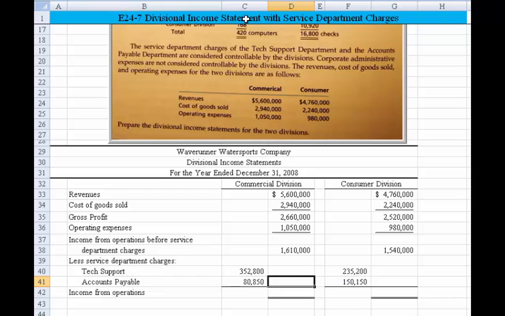Once we know that, let's just add those two together. Come up with the total service department charges that are controllable to the division. And we can then come up with income from operations, which is income from operations before services less the service department charges. And that is the answer to this problem.